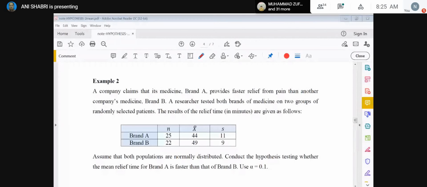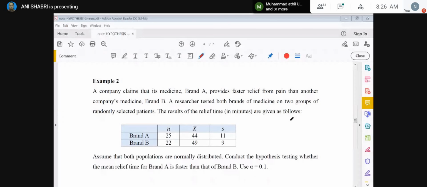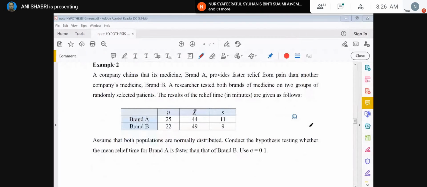Okay, we look at the information for this one: n is 25 and 22, sample s is 11 and 9. Okay, which formula? Look here. Assume for this one, assume that both populations are normally distributed with the same variance.